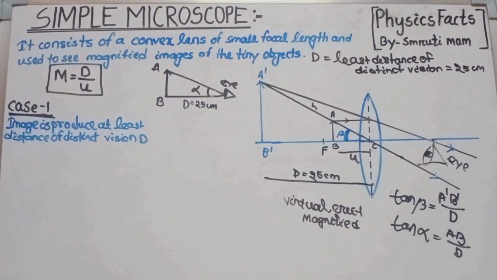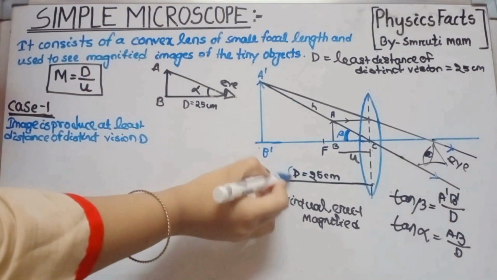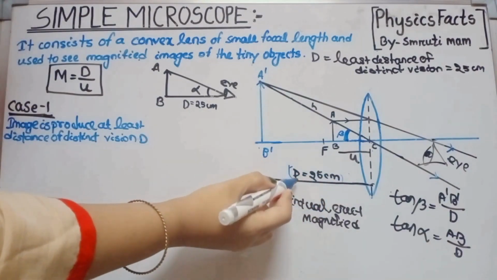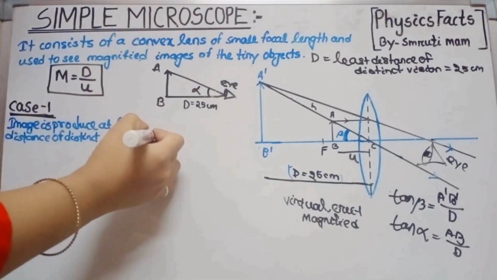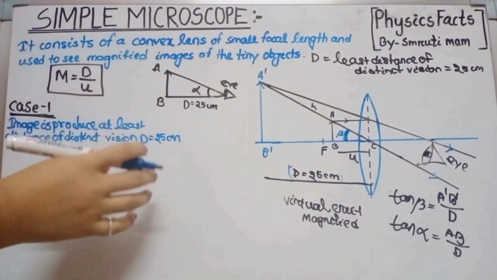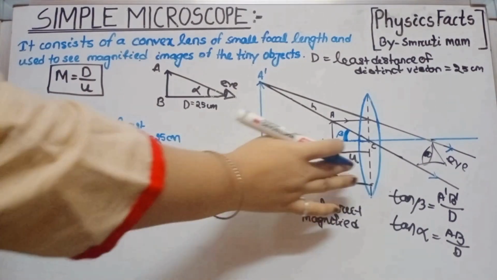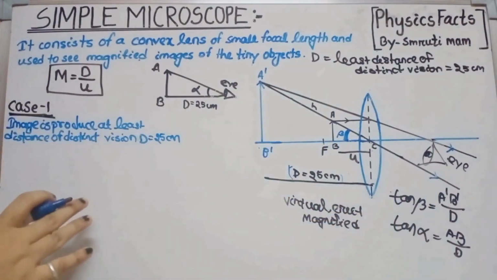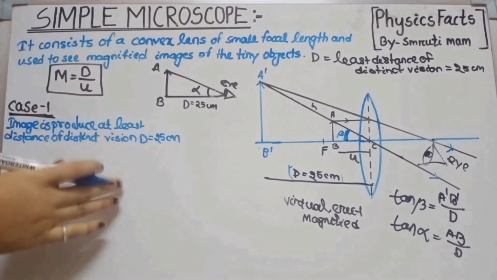Case 1. So यहाँ इमेज प्रोड्यूस हो रहा है at least distance vision, that means nearer to eye and at a 25 centimeter distance from eye, okay, the d equals to 25 centimeter. So यहाँ magnification क्या होगा, magnifying power of this simple microscope क्या होगा, हम डिस्कस करेंगे एंड फार्मूला डिराइव करेंगे.